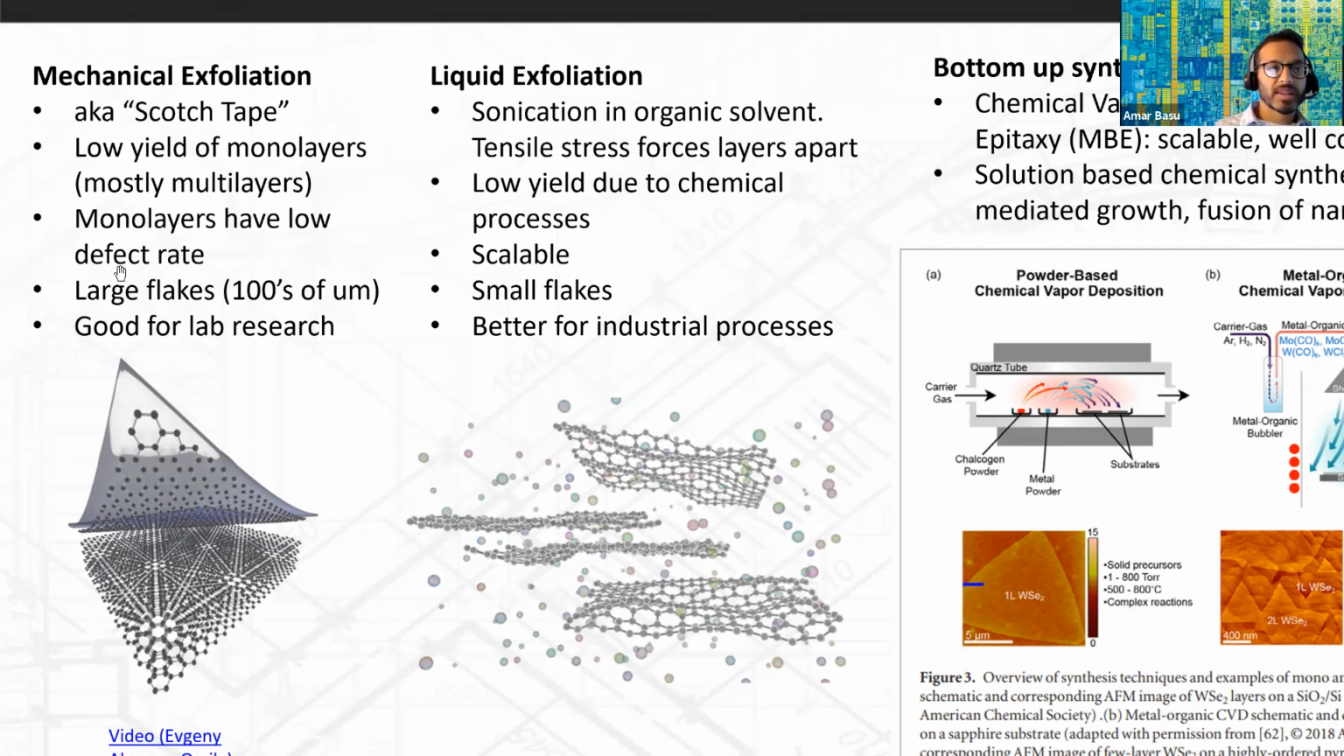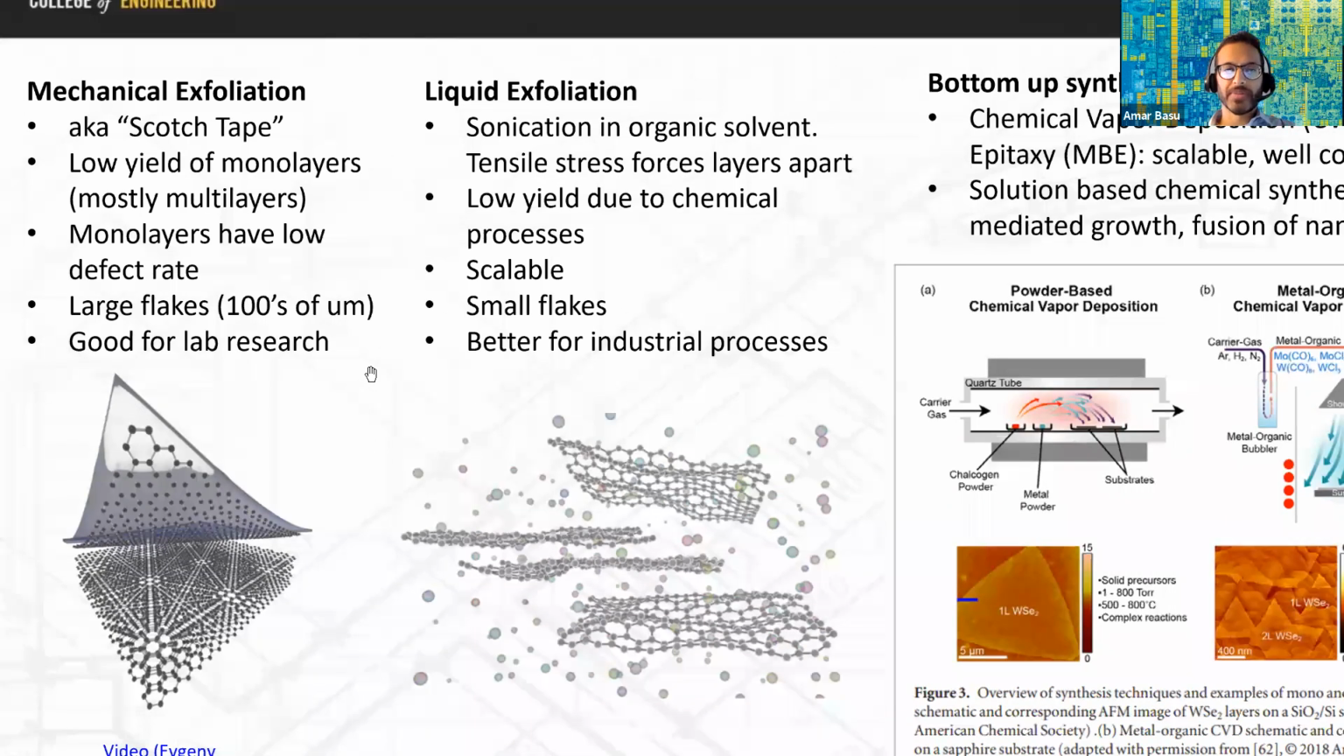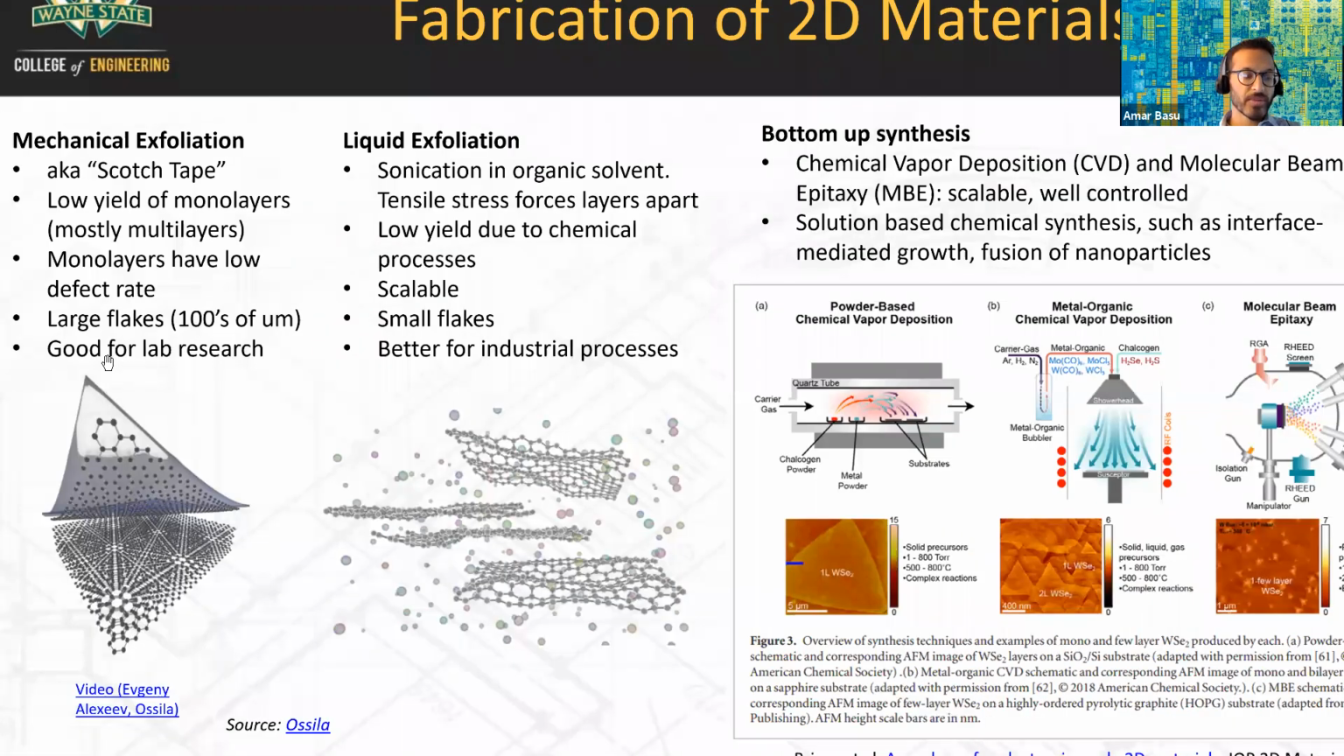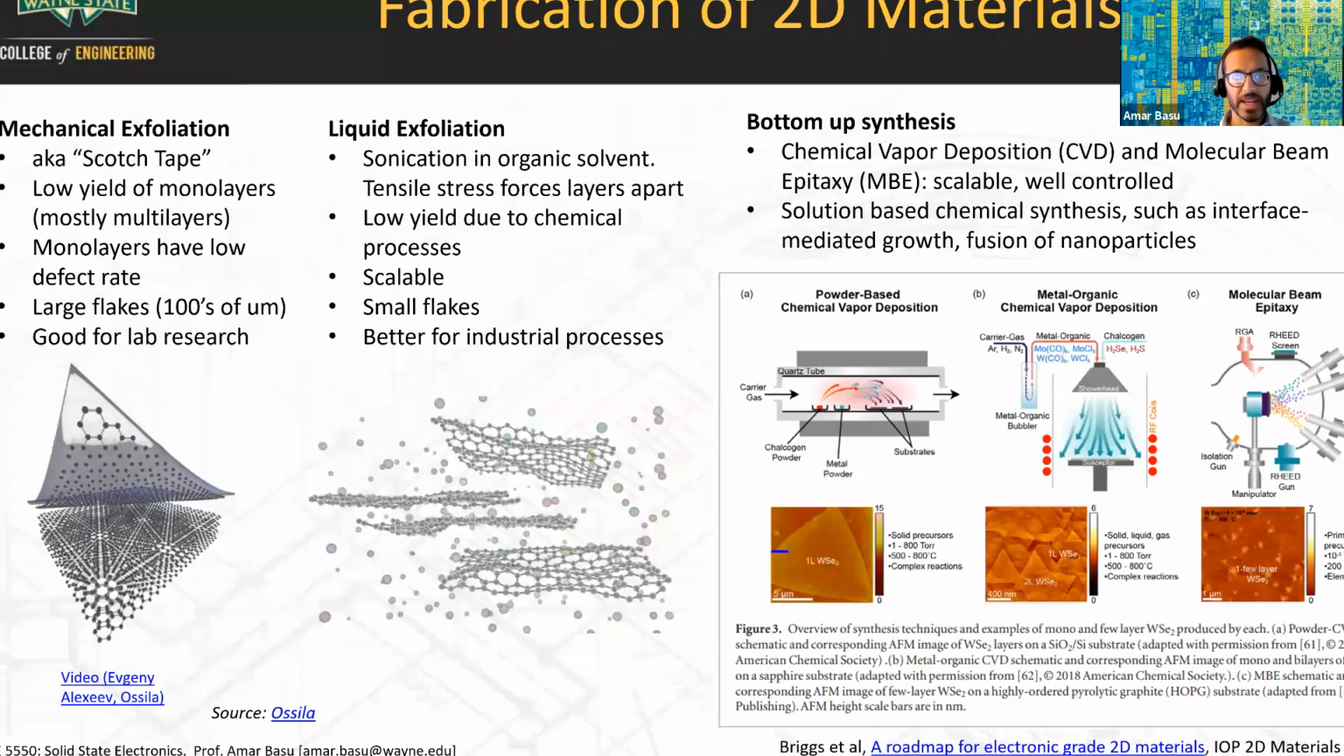But the good news is that when you are able to get a monolayer, they have relatively low defect rates, and you'll have relatively large flakes, large meaning hundreds of microns wide. So this type of thing is good for lab research, meaning it's not so good for industrial scale up, unless you can imagine having a factory full of thousands of workers who are using Scotch tape to pull off graphene. Obviously that doesn't work. So another method is called liquid exfoliation.